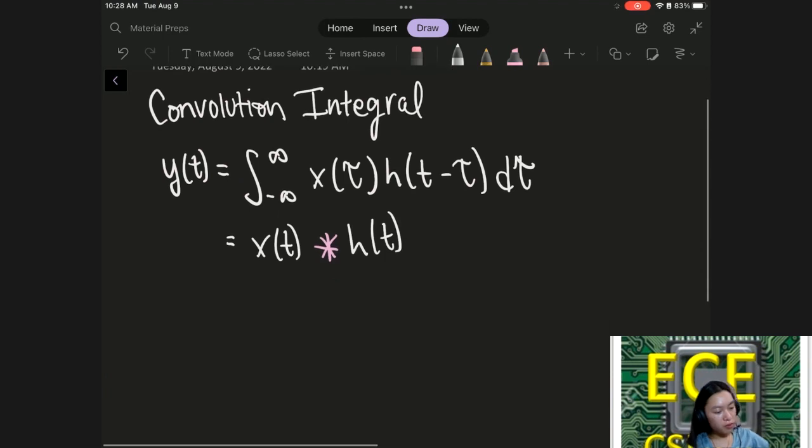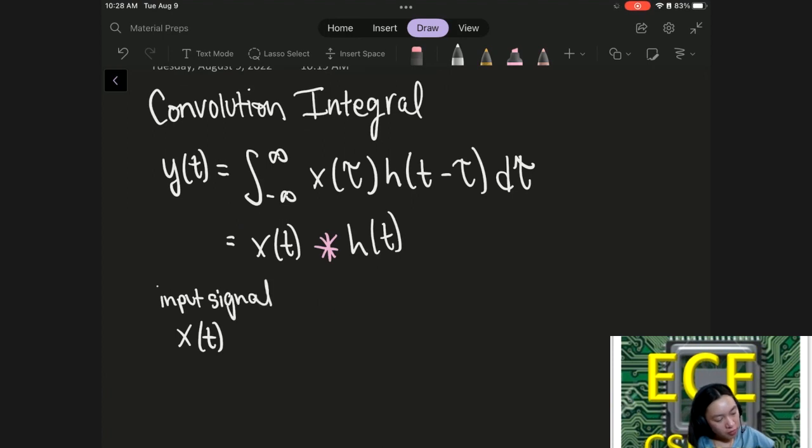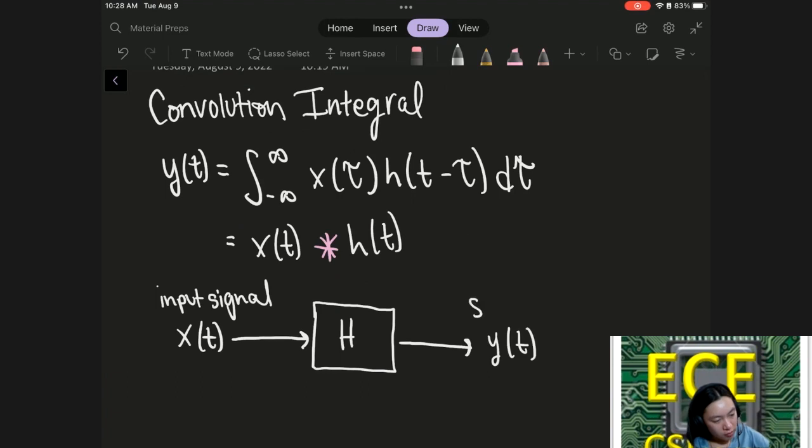So let me draw this out. x of t is your input signal. And what are you inputting it into? A transformation, and we're going to call it capital H. Well, it's an ugly box. And your output is y of t, or your system response. And this is your system, we'll call it H.